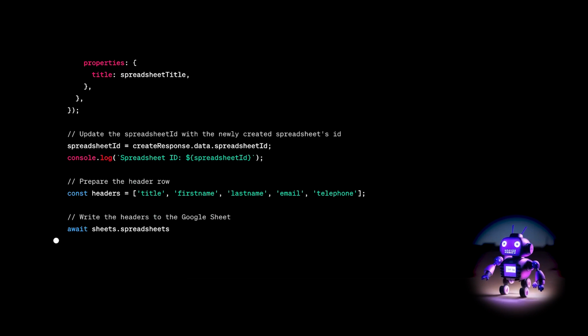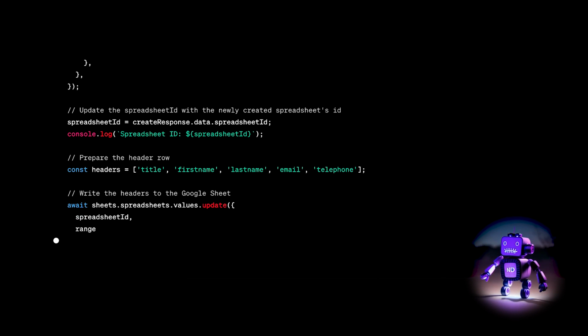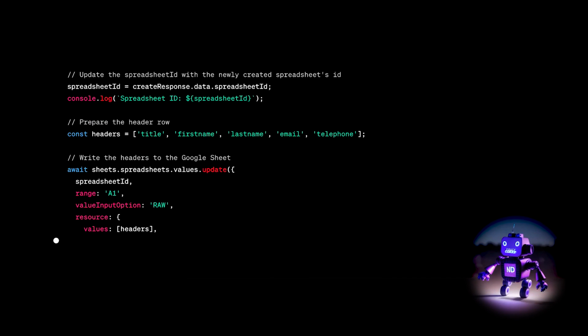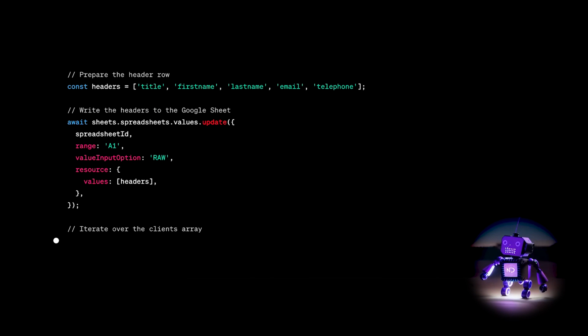Once the spreadsheet is created, we extract its ID from the response with createResponse.data.spreadsheetId. This ID is crucial for making further modifications to the spreadsheet. Before we can populate our spreadsheet with client data, we need to define the structure by writing header rows.